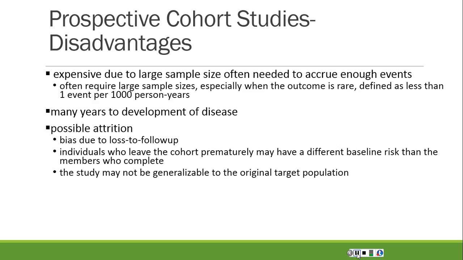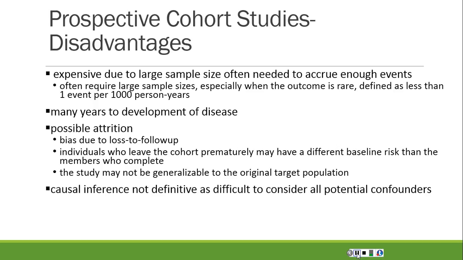There can also be problems with attrition or loss to follow-up of patients. There can be bias due to loss to follow-up if patients move away or somehow just don't return for their follow-up visits. It's possible that individuals who leave the cohort prematurely may have a different baseline risk than the members who continue to complete the study. And it's possible then, with this attrition, that the study may not be generalizable to the original target population.